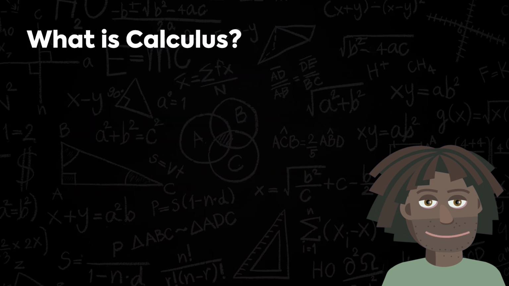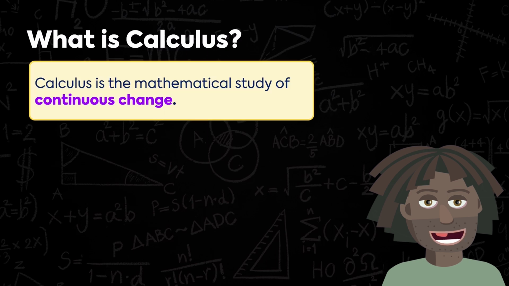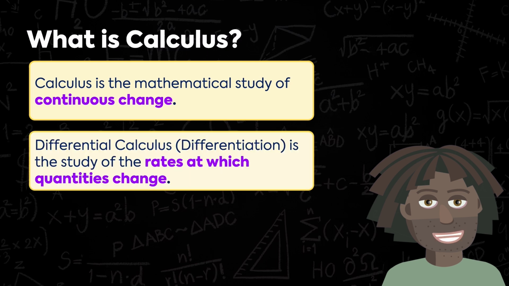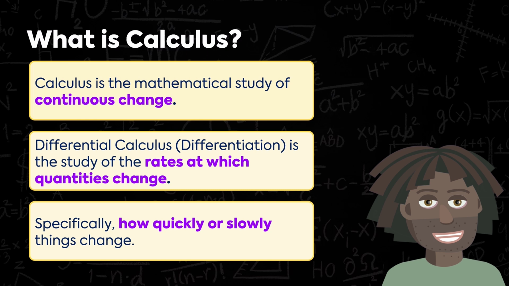So what is calculus? What's all the fuss about? Well, calculus is a mathematical study of continuous change. Differential calculus, which you may know simply as differentiation, is the study of the rates at which quantities change. Differential calculus is concerned then with rates of change, and that's what you're studying at the moment. Specifically, how quickly or slowly things change, or how things change in relation to each other.